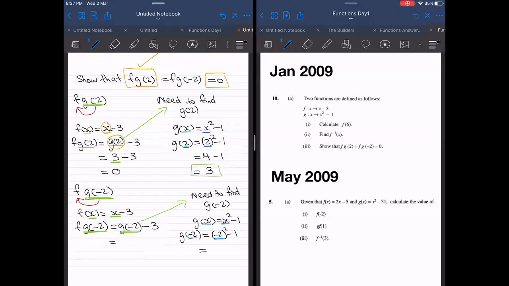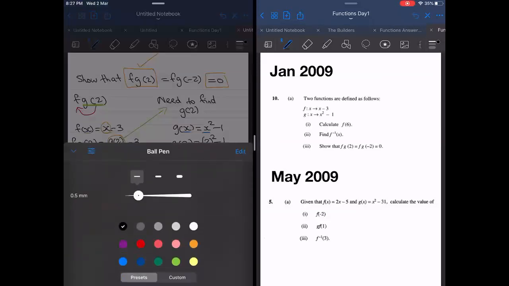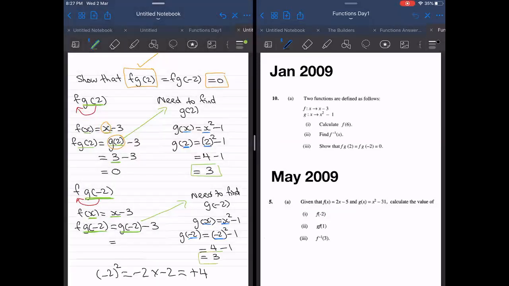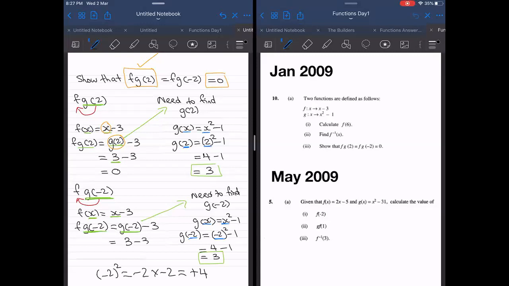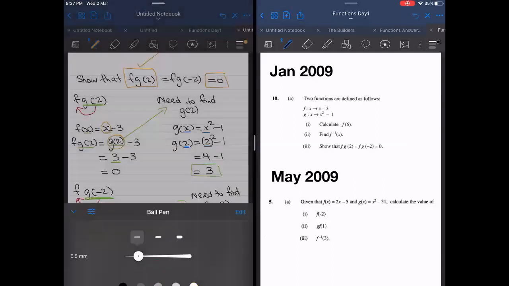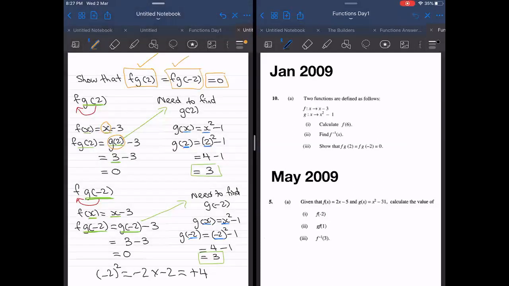Right, and then minus 2 squared means minus 2 times minus 2. And we know that a negative times a negative is a positive. So minus 2 squared should also be 4. And 4 minus 1 is 3. So we also find that g of minus 2 is also 3. So we were able to show that both of them are equal to 0.